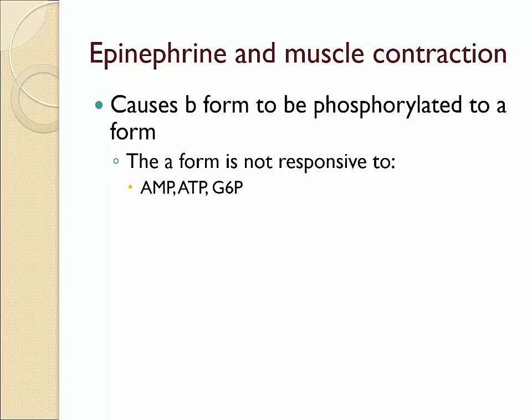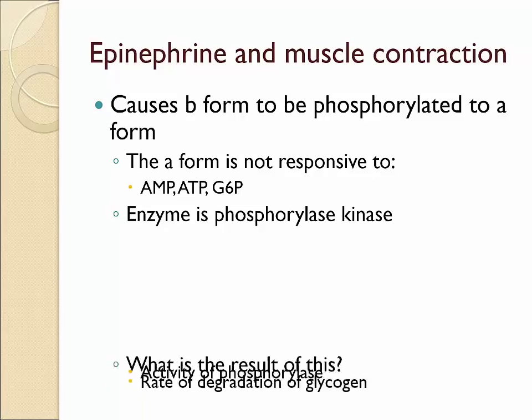Remember, epinephrine is a panic signal. It's the fight or flight response. And so the muscle right now, it just doesn't care about, are we overcharged, undercharged, do we have too much glucose 6-phosphate? All it cares about is we need to make energy as fast as possible for as much contraction as possible. The enzyme that will do this transfer is, as you may have guessed, phosphorylase kinase. So phosphorylase kinase will convert phosphorylase B into phosphorylase A.